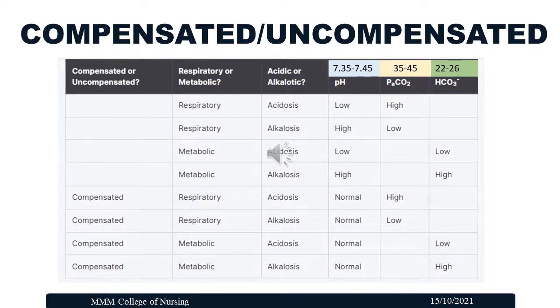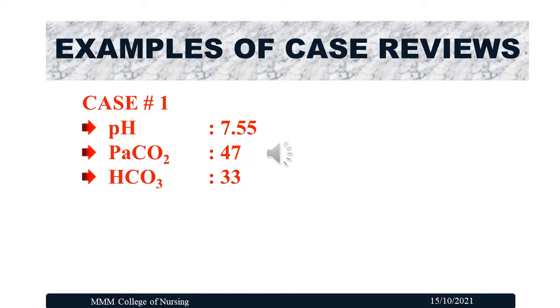Compensated metabolic acidosis is when pH is normal and bicarbonate is less than 22 milliequivalent per liter. Compensated metabolic alkalosis is when pH is normal and bicarbonate is more than 26 milliequivalent per liter. Now, let's look at some examples for a better understanding. We will have to identify with each case scenario example whether it's acidotic or alkalotic, is the problem respiratory or metabolic in nature, is there any compensation, and is the body trying to fix the problem.